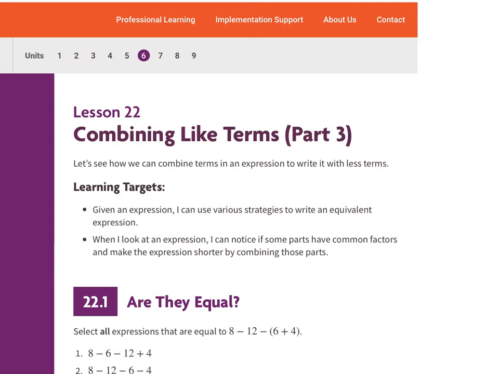All right, we're on page 161 in our book, the learning goal. Let's see how we can combine the terms in expressions to write them with fewer terms. The learning targets are the I can statements. Given an expression, I can use various strategies to write an equivalent expression. And when I look at an expression, I can notice if some parts have common factors and make the expression shorter by combining those parts.